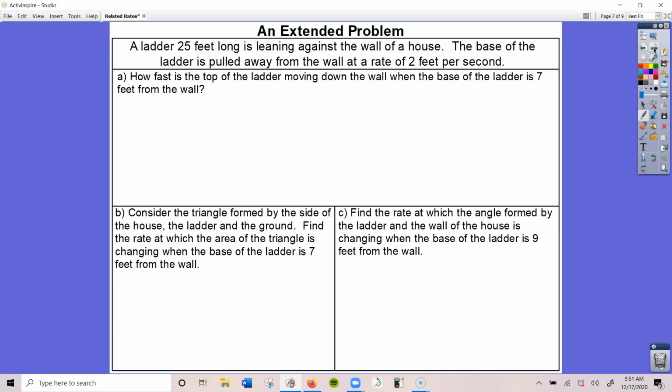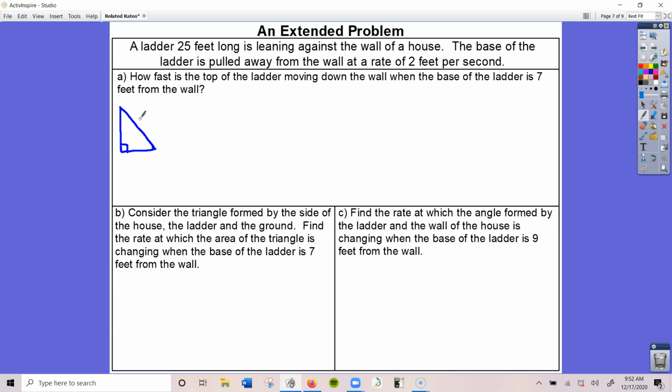Let's look at what an FRQ would look like for a related rates problem. We have here a ladder 25 feet long leaning against the wall of a house. The base of the ladder is pulled away from the wall at a rate of 2 feet per second. First I'm going to draw this out so you can see what's going on. Here's the wall and here's the ladder, and the ladder is being pulled away from the wall. So we have here a right triangle.